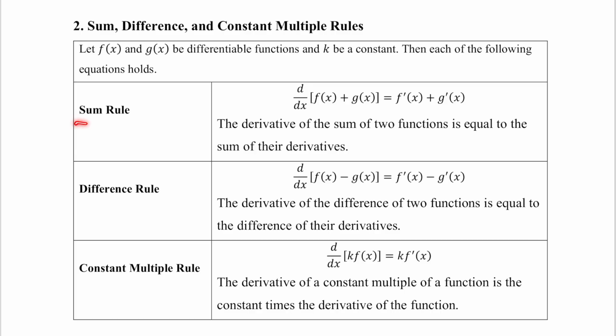Let's start with the sum rule. Suppose we have two differentiable functions called f of x and g of x. The sum rule tells us what happens when we take the derivative of two functions that are added together. The rule says the derivative of f of x plus g of x is equal to f prime of x plus g prime of x. In other words, the derivative of the sum of two functions is equal to the sum of their derivatives.